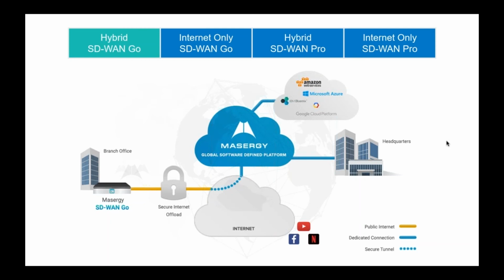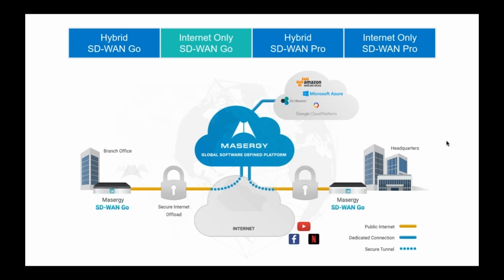And again, even in this environment, bandwidth is utilized on both circuits, and application-based routing is going to determine which path to take at any given moment between the branch office and the core network. Another benefit here is that once you do hit the Masergy core cloud, now you have the benefit of direct access to cloud services like AWS and Azure and the unified communications platform.